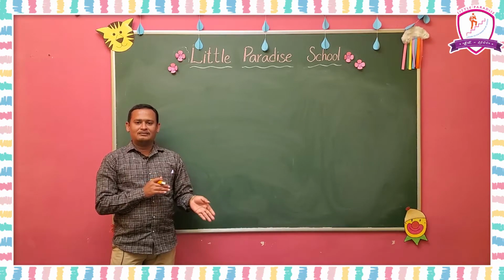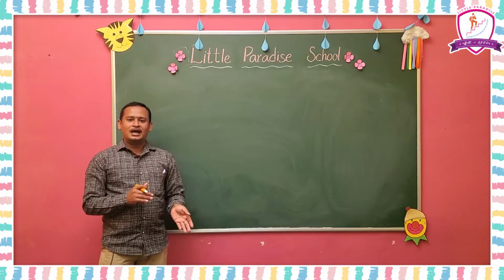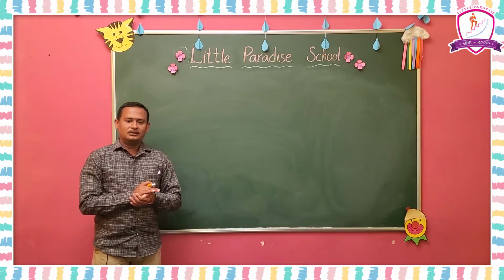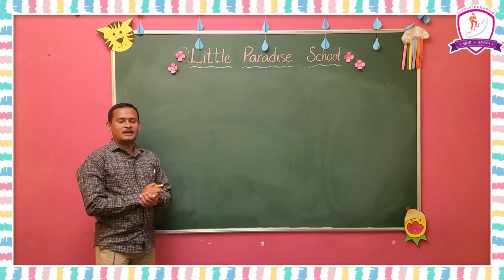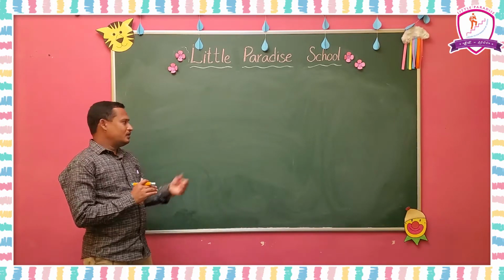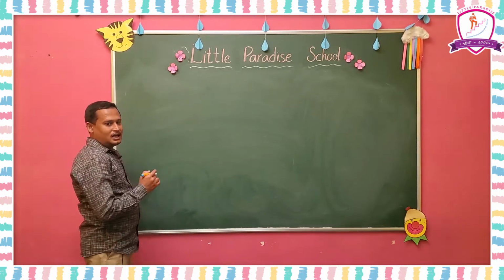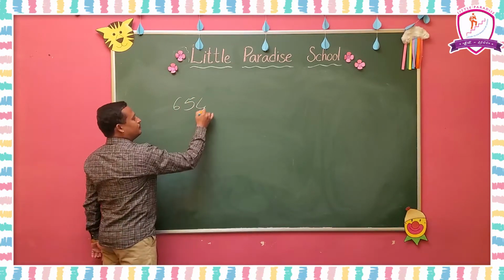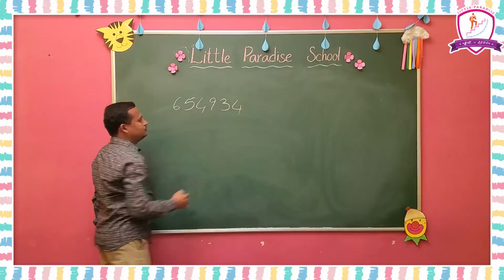Already we discussed the number names, how to write the number, and now I am going to explain the expanded form. So here, how to write the expanded form. I am going to take one example here. I am going to take 665,4 9 3 2 3 4.